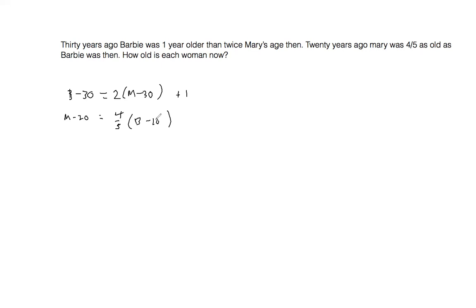Now what we're going to do is simplify our equations and then solve them. So I'm going to distribute first on my first equation, and then I'm going to simplify. So I have B minus 30 equals 2M minus 60 plus 1. Now I'm going to move my 30 over and then add my 1, and I'm going to get B equals 2M minus 29.